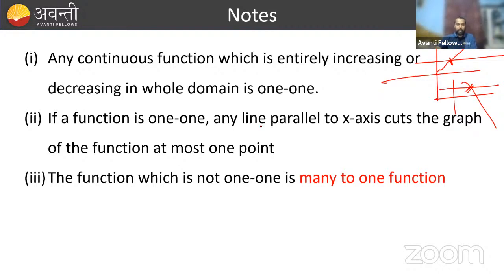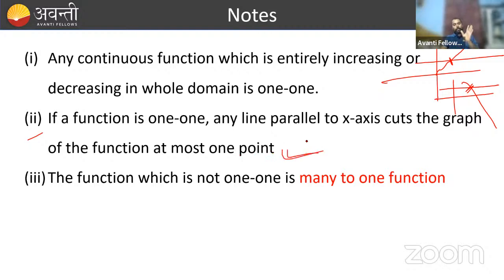Simple, right? Second thing, continuous means you can draw the graph without lifting the pen, right? And if that graph is entirely increasing or entirely decreasing, then that function will be 1-1. Okay. Second thing, if a function is 1-1, any line parallel to the x-axis meets the graph of the function at most at 1 point. Okay, at most 1 point.